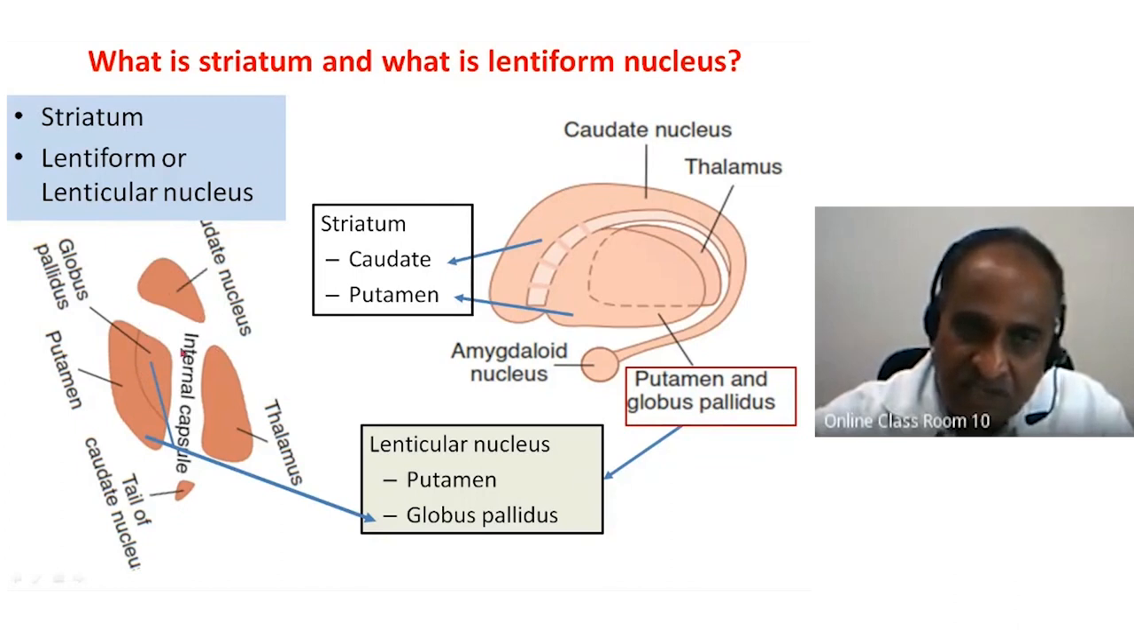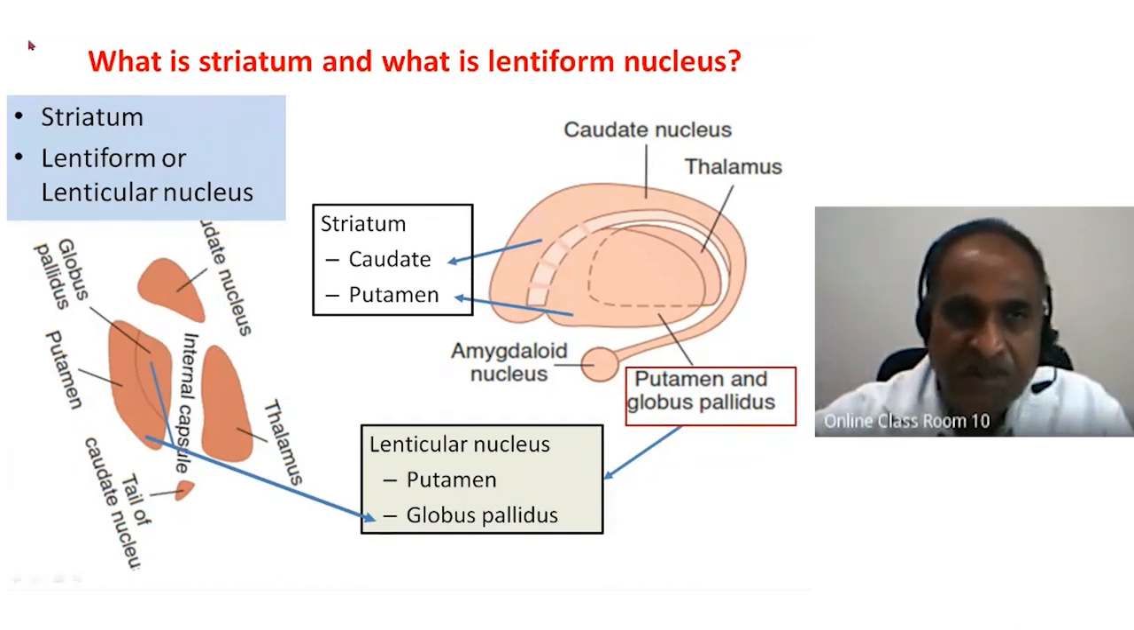Now, this forms the internal capsule. This is the internal capsule. So this is about the parts. I again repeat: the caudate nucleus, the putamen, the globus pallidus, the subthalamic nucleus, and the substantia nigra.